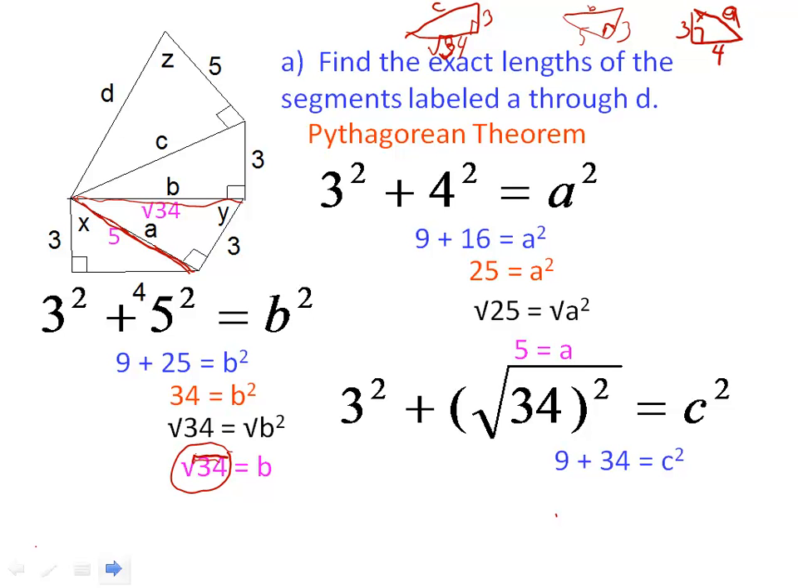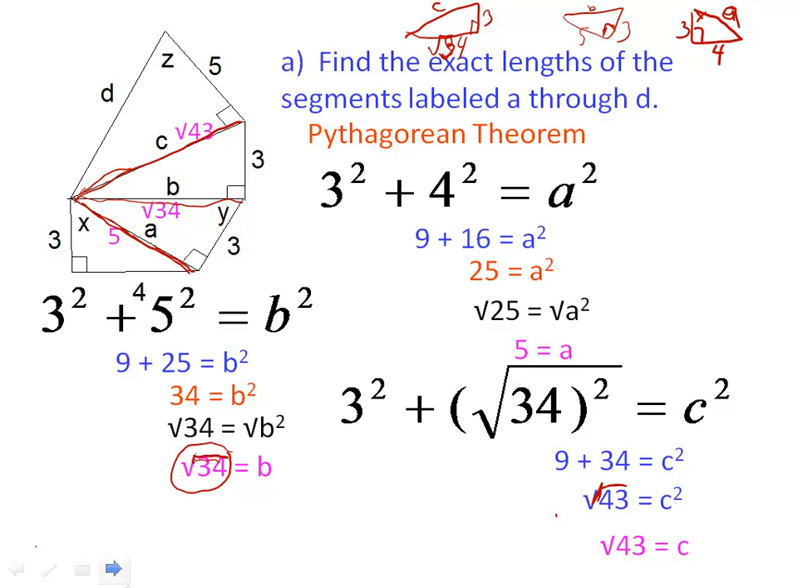9 plus 34 is C squared. So 43 equals C squared. Alright, so there we have that. 43 equals C squared, so we take the square root of C squared, which is C, and the square root of 43 is the square root of 43. So we have found this length right here, which we call C. Alright? And now we're going to find the last one.